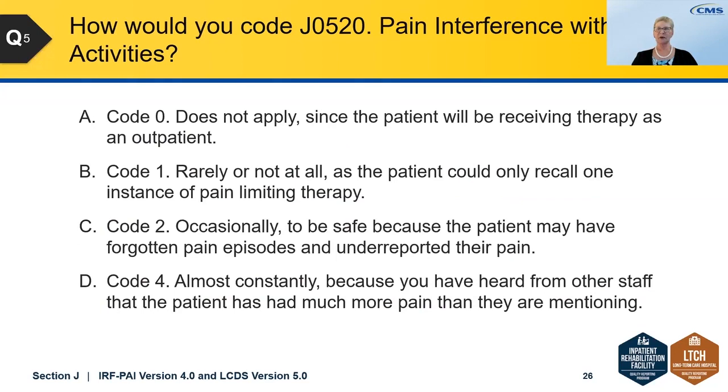How would you code J0520, pain interference with therapy activities for this patient? Would it be A, code 0, does not apply, since the patient will be receiving therapy as an outpatient? Would it be B, code 1, rarely or not at all, as the patient can only recall one instance of pain limiting therapy? Code 2, occasionally, just to be safe because the patient may have forgotten pain episodes and underreported their pain, or D, code 4, almost constantly, because you have heard from other staff that the patient had much more pain than they are mentioning.